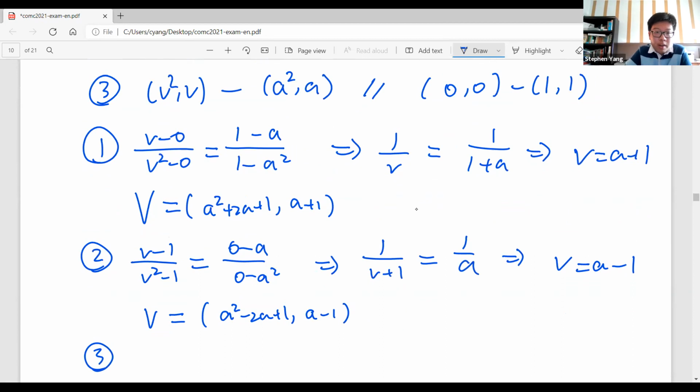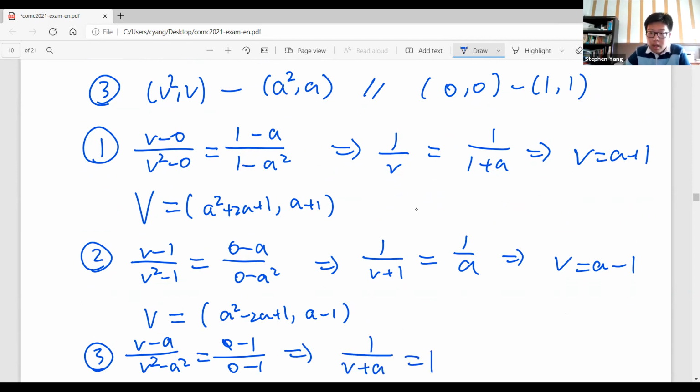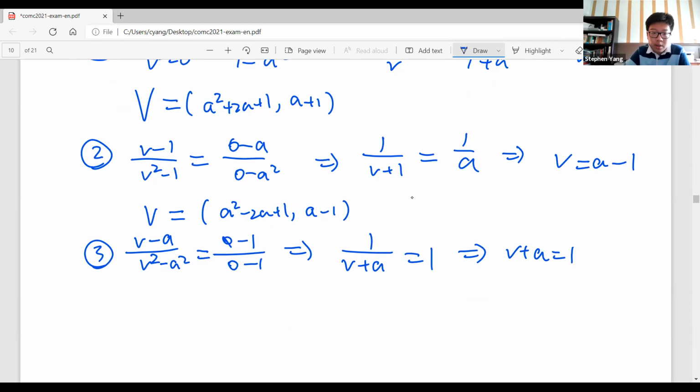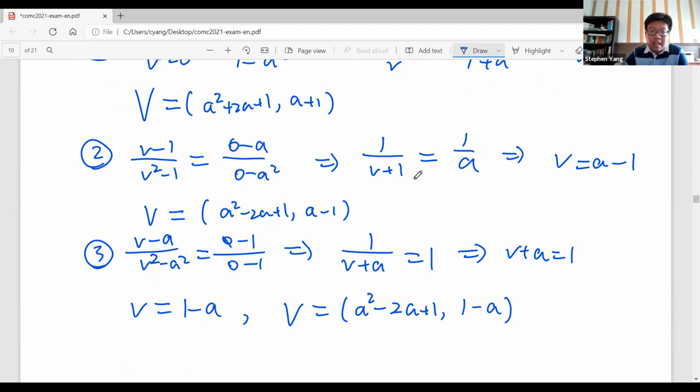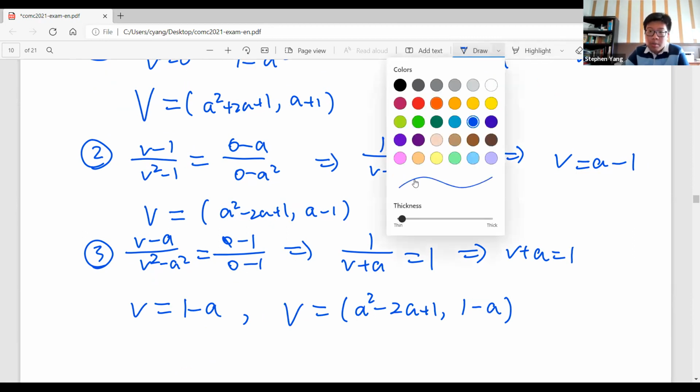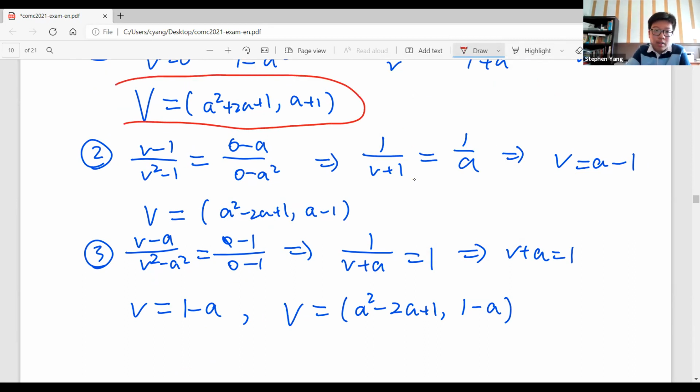In this case, we'll have v minus a over v squared minus a squared is equal to 0 minus 1 over 0 minus 1. So this will simplify into v plus a over 1 is equal to 1. So this tells you v plus a is equal to 1. So we can solve for v, we get v is equal to 1 minus a. So in this case, the coordinate of v is equal to this squared, which is the same as a minus 1 squared. So that is a squared minus 2a plus 1 and 1 minus a. So the only three possible coordinates for v are these three.